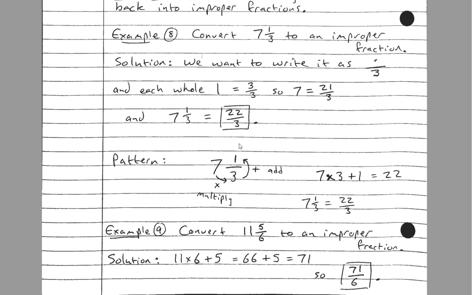So for mixed numbers, we can convert mixed numbers to improper fractions. Using this kind of idea, we can convert improper fractions back to mixed numbers, just using a division with a quotient and remainder.